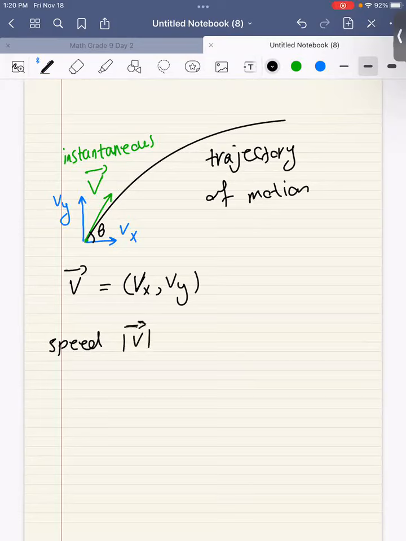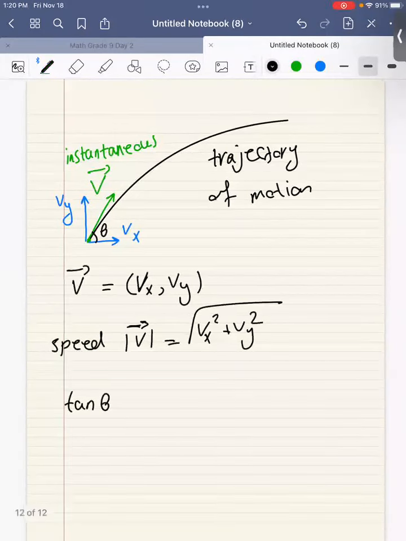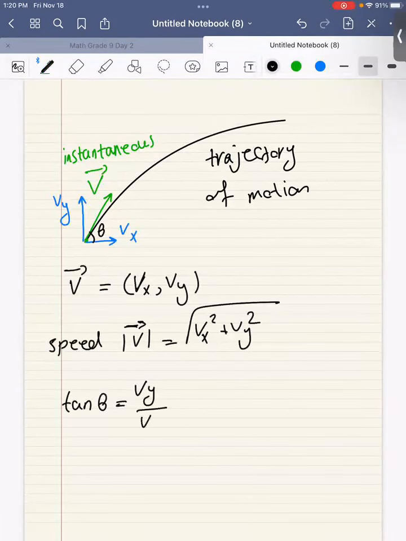We denote the magnitude of V by the absolute value of V. This is equal to the square root of Vx squared plus Vy squared. Another useful thing is that tangent of theta is Vy over Vx. So theta gives you the direction, whose tangent is the y component over the x component. Okay. Any question?